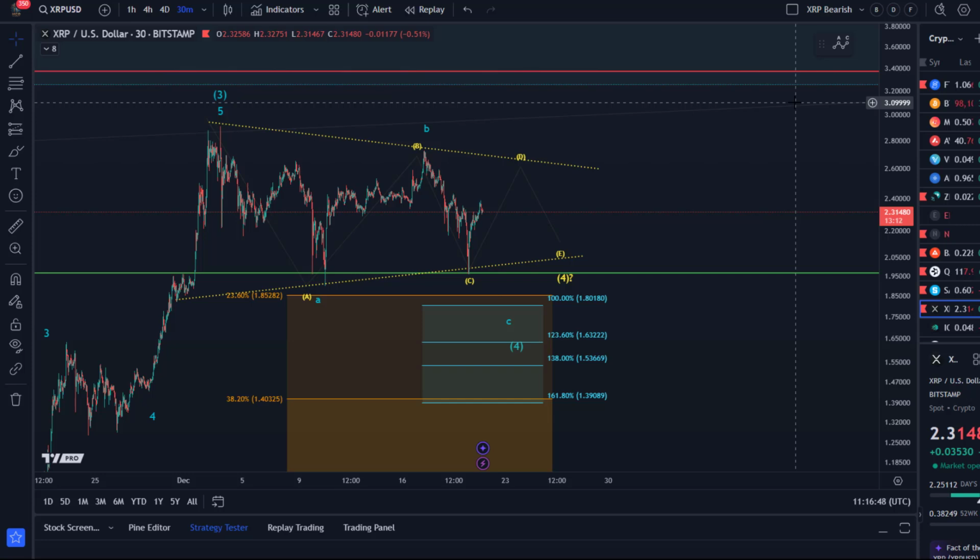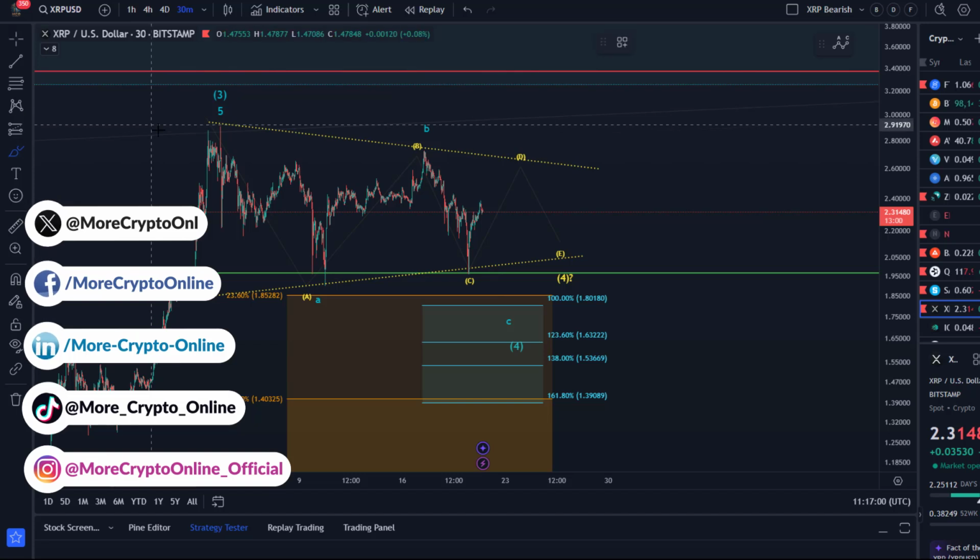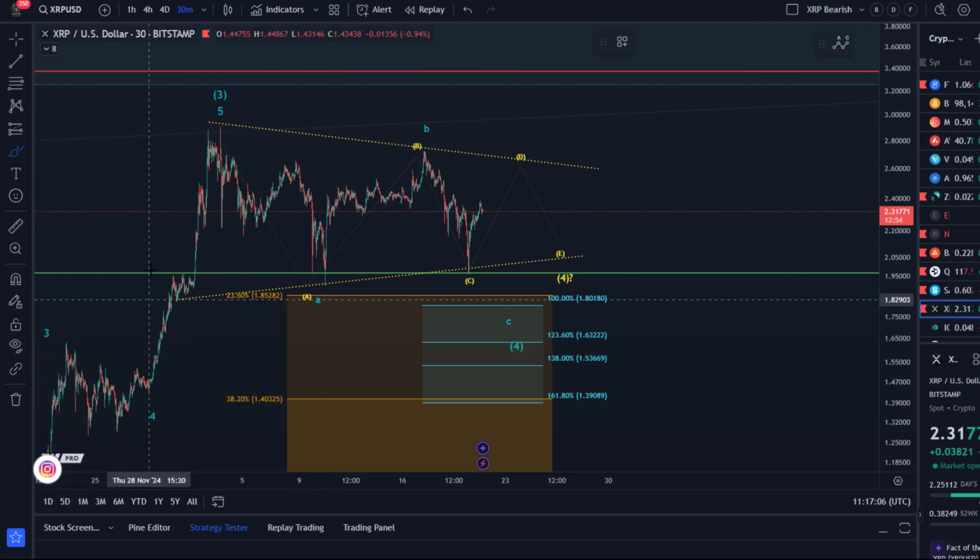So XRP, as I said yesterday, we could be either in a larger ABC structure or a wave 4 triangle. They are both wave 4 patterns. So the blue scenario allows for the interpretation that a third wave from the top, the third wave is normally the strongest element of a rally, right? And that might have topped actually already here on the 3rd of December.